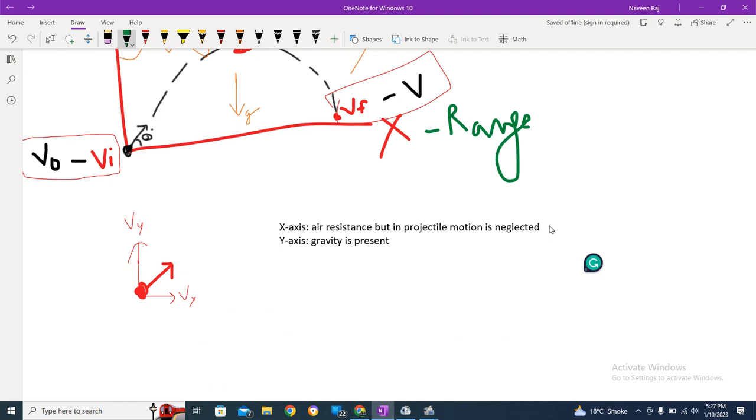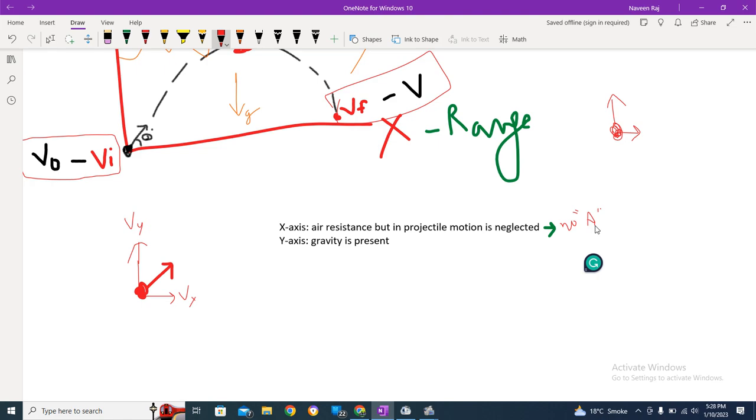This means that there is no acceleration. Suppose there is a ball, and let's break its velocity in two directions, in x-axis and y-axis. In x-axis, there is no sort of resisting force. Air resistance is neglected, so there would be a constant velocity and no acceleration. No acceleration. This is a very important point.